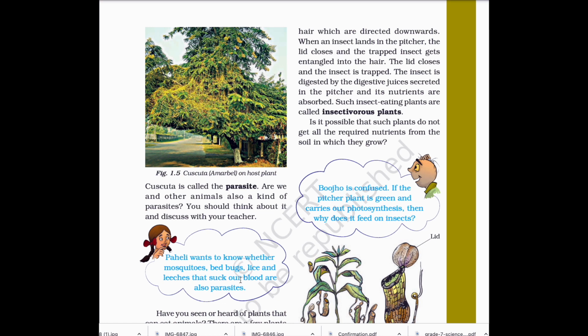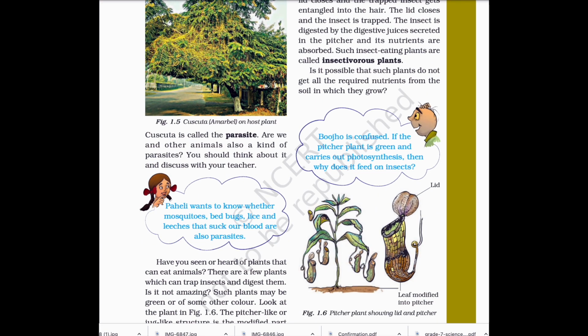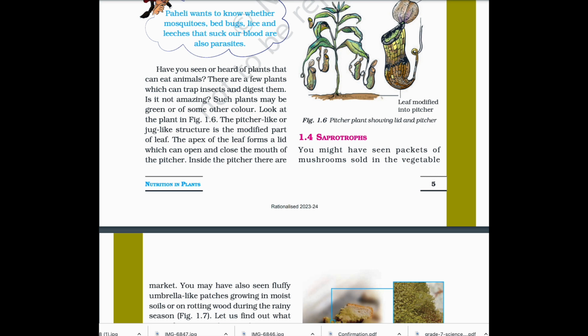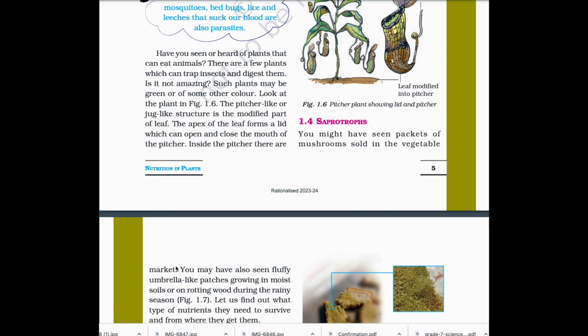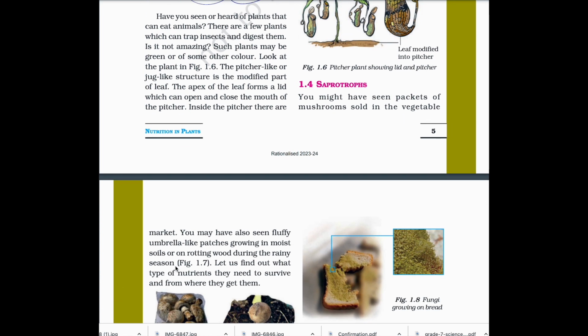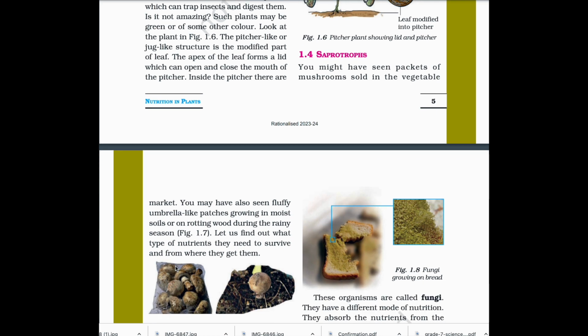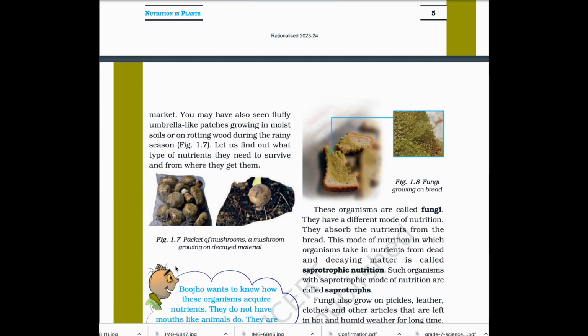Is it possible that such plants do not get all the required nutrients from the soil in which they grow? 1.4 Saprotrophs. You might have seen packets of mushrooms sold in the vegetable market. You may have also seen fluffy umbrella-like patches growing in moist soils or on rotting wood during the rainy season. Let us find out what types of nutrients they need to survive and from where they get them.